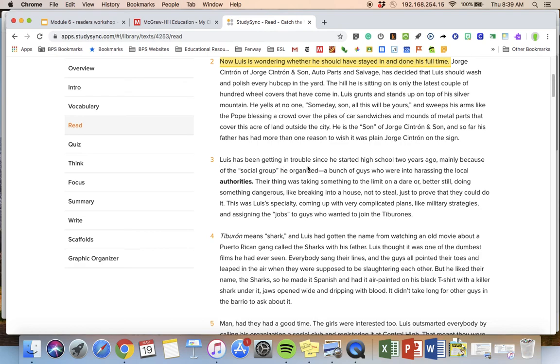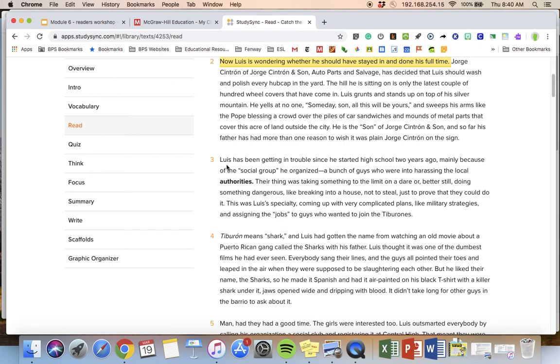Lewis has been getting in trouble since he started high school 2 years ago, mainly because of the social group he organized, a bunch of guys who were into harassing the local authorities. Their thing was taking something to the limit on a dare, or better still, doing something dangerous like breaking into a house, not to steal, just to prove that they could do it. This was Lewis's specialty, coming up with very complicated plans like military strategies and assigning the jobs to guys who wanted to join the Tiburones.